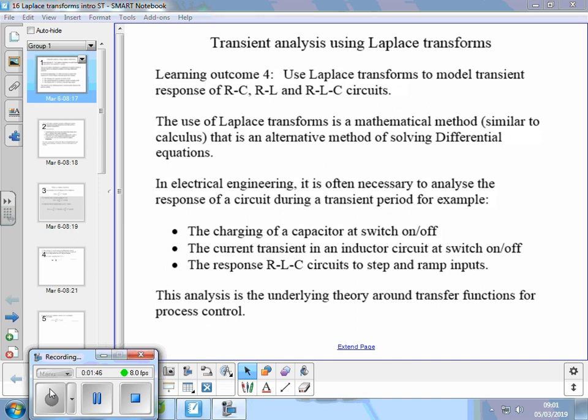Okay. So this is the underlying theory around transfer functions for process control.